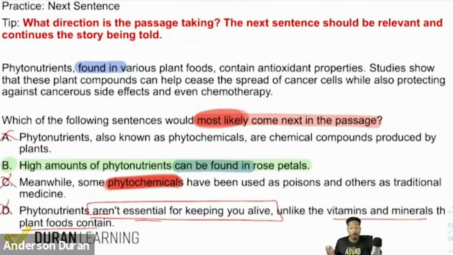Again, is B perfect? I wouldn't say it's perfect, but I will say out of all four choices, it would absolutely be the most likely to come next. Because although you can make the argument again of, oh, it's found in, notice how it extends the conversation. Not just a normal amount of phytonutrients, high amounts of them can be specifically found in rose petals. Simple, sincere, goes through, makes a valid point, extends the conversation. It's relevant, captures the tone. I like it. It's not perfect, but I like it.